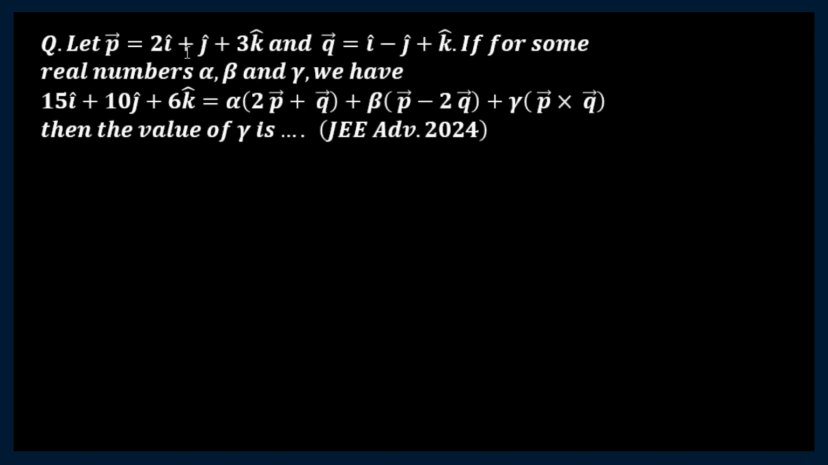पी वेक्टर हमें गिवन है क्या 2i प्लस जे प्लस 3k एंड क्यू वेक्टर इज i माइनस जे प्लस के. For some real numbers alpha, beta, gamma, we have 15i cap plus 10j cap plus 6k cap equal to alpha times 2p vector plus q vector plus beta times p vector minus 2q vector plus gamma times p vector cross q vector. Then gamma की वैल्यू हमें फाइंड करना है.